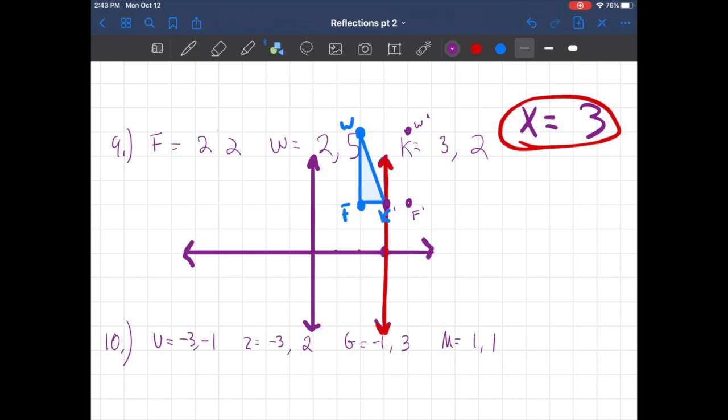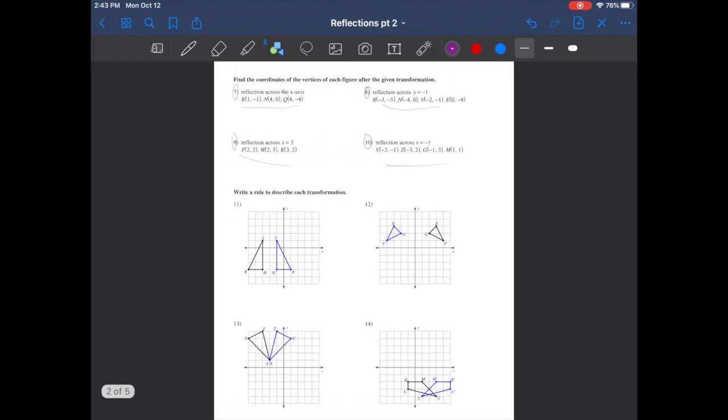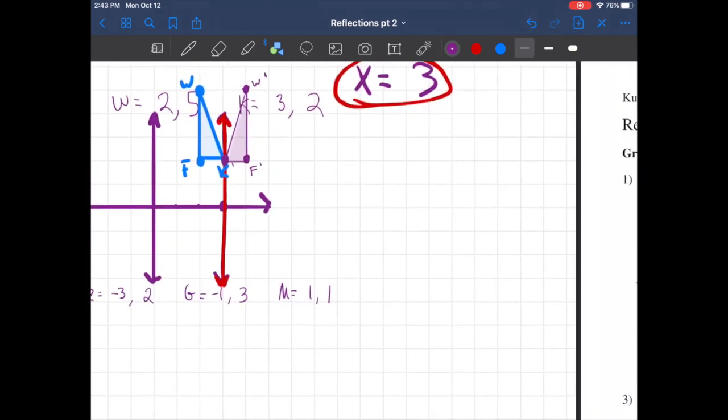Now let's just connect our shape. Oops. Let's make it look nicer. There, that's better. And we have our reflection. It's right there. Last one is question number 10, and that is x equals -1.